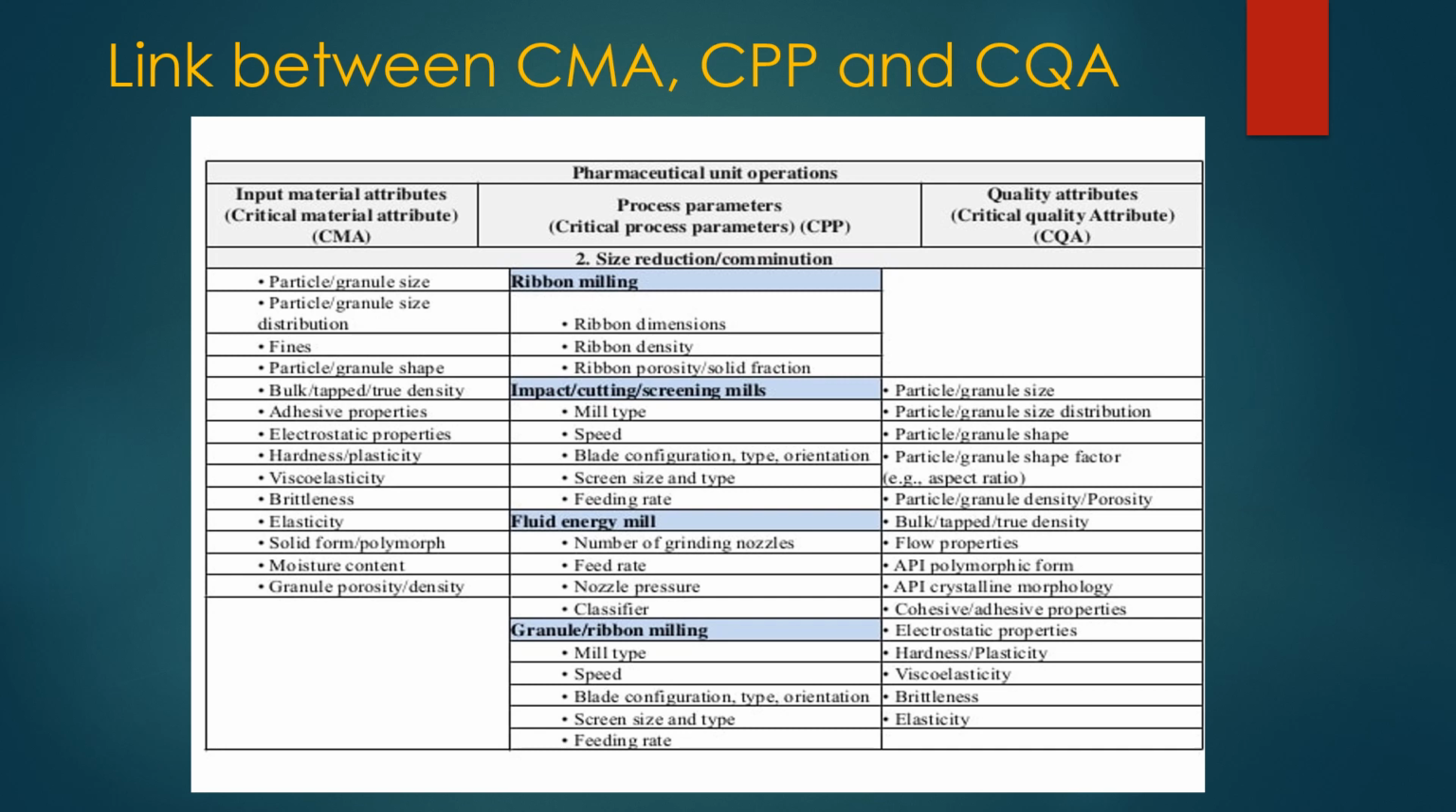Various critical parameters apply during the operation to achieve the defined CQAs. In this example, the selection of granule or ribbon milling is controlled by applying CPPs such as mill type, speed, blade configuration, blade types, blade orientation, screen size and screen type, and feeding rate. Error in selection of input materials with the right attributes, and less or no control on the process parameters, may result in inconsistent CQA results.